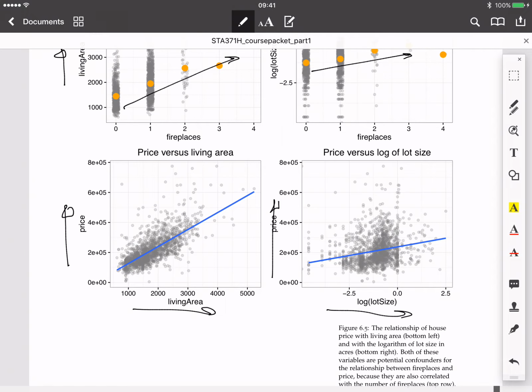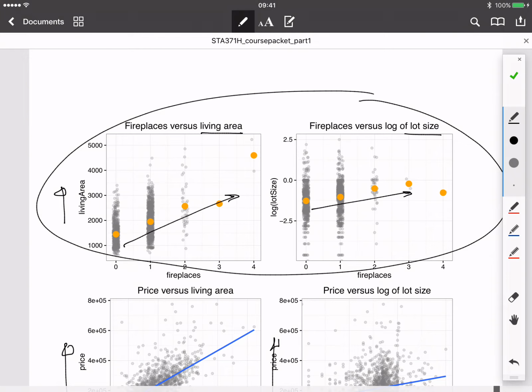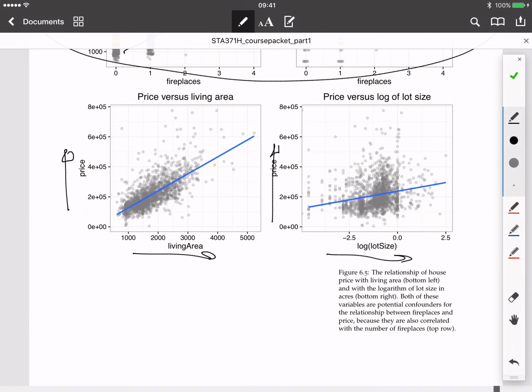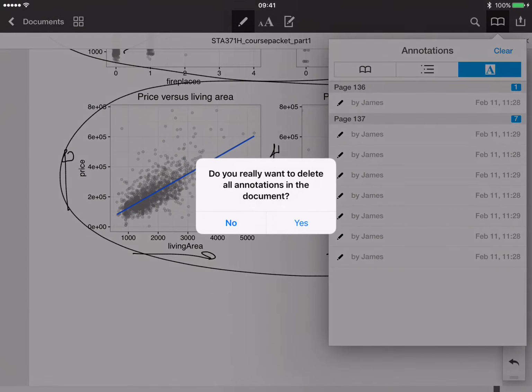This is confounding. In other words, there's a competing explanation, a couple of other variables here that are correlated with both the predictor, number of fireplaces, as these two plots show right here, and also the response, price, as these two plots show right here. And anything that's correlated simultaneously with both our predictor and our response is called a confounder.